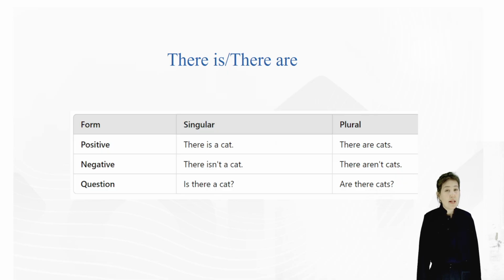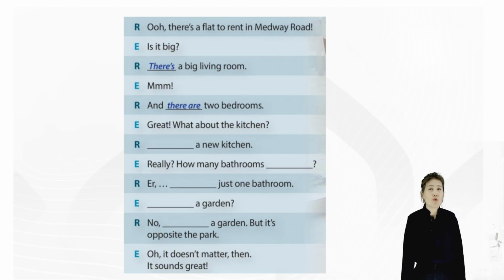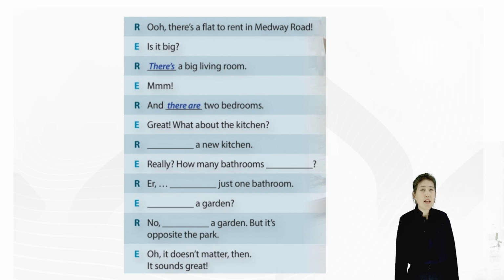It sounds great. Slide 6. Next grammar for today is some, any, and a lot of. Some, any, and a lot of are words we use to talk about quantities and amounts. They help us describe how much or how many of something there is.